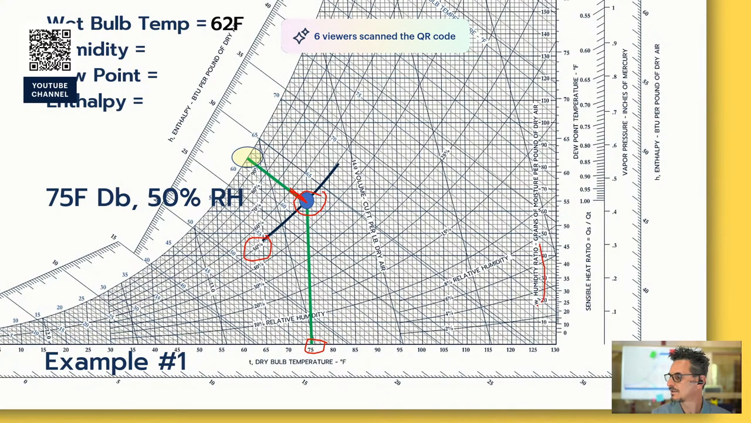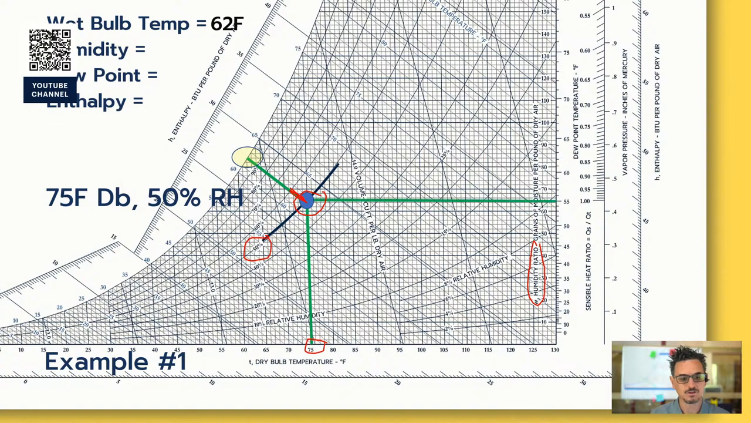Okay, so we know our humidity is over here. I'm going to circle that. So we find the horizontal line. If we just draw a horizontal line from the intersection of the 75 and 50% like so, and shoot it over here, we can see the grains. It's between the 60 and the 70, so I would say it's about 65 grains. Let's see what number I plugged in here. Yep, 65 grains.